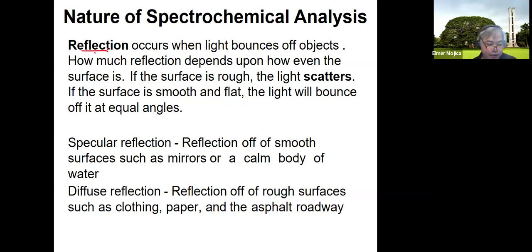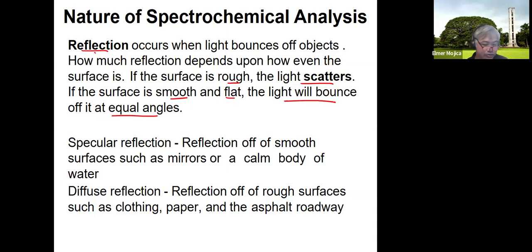Okay. So among these are reflection, refraction, and scattering. The first thing we're going to talk about is reflection. Reflection is when light bounces off the object. How much reflection depends upon how even the surface is. If the surface is rough, the light will scatter. But if the surface is smooth and flat, the light will bounce off it at equal angles.